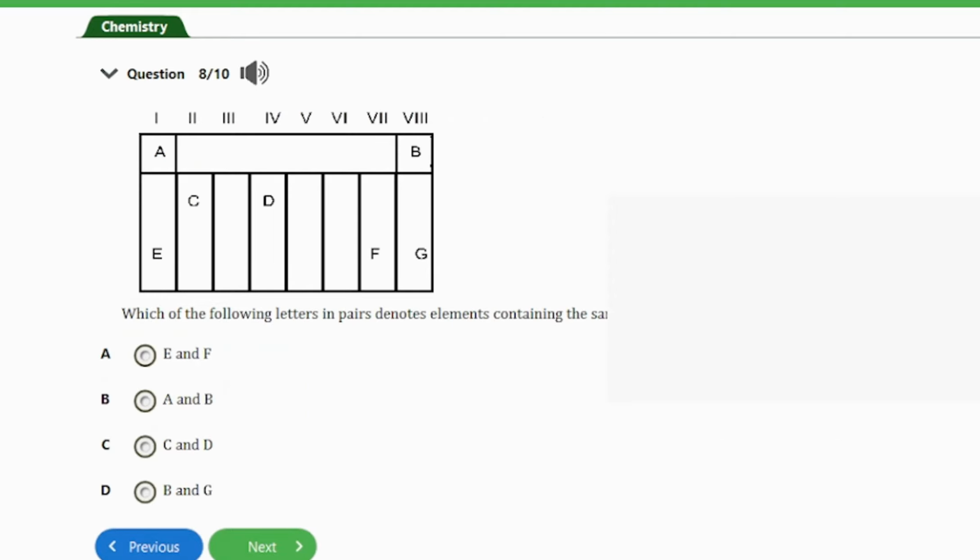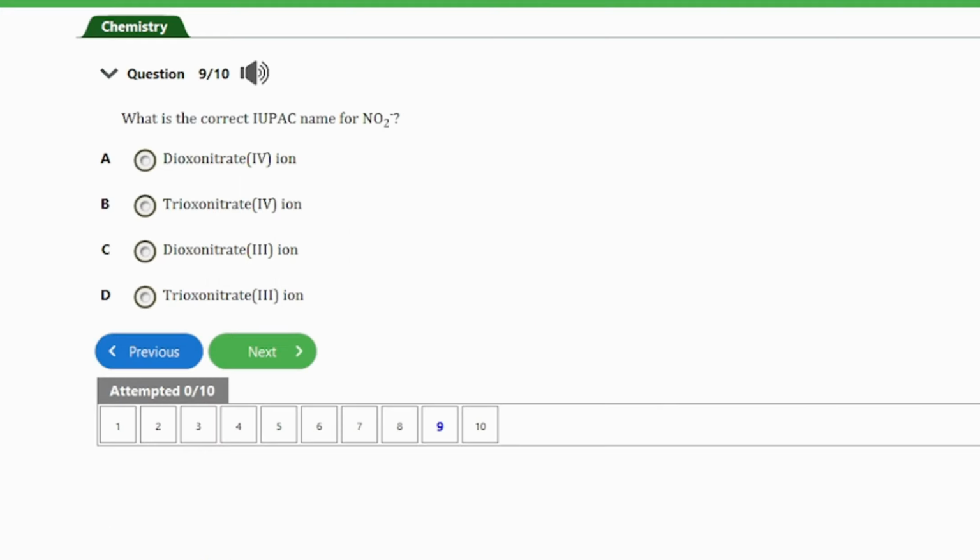Question number 8. It says, which of the following letters in pairs denotes elements containing the same number of electrons in the outermost shells? A, E and F, B, A and B, C, C and D, D, B and G. So guys, the answer to this question is option D, and that's B and G. The elements B and G have the same number of electrons in their outermost shell because they exist in the same group, and that's group 8, guys. So that's the answer to this question. So let's consider the next question.